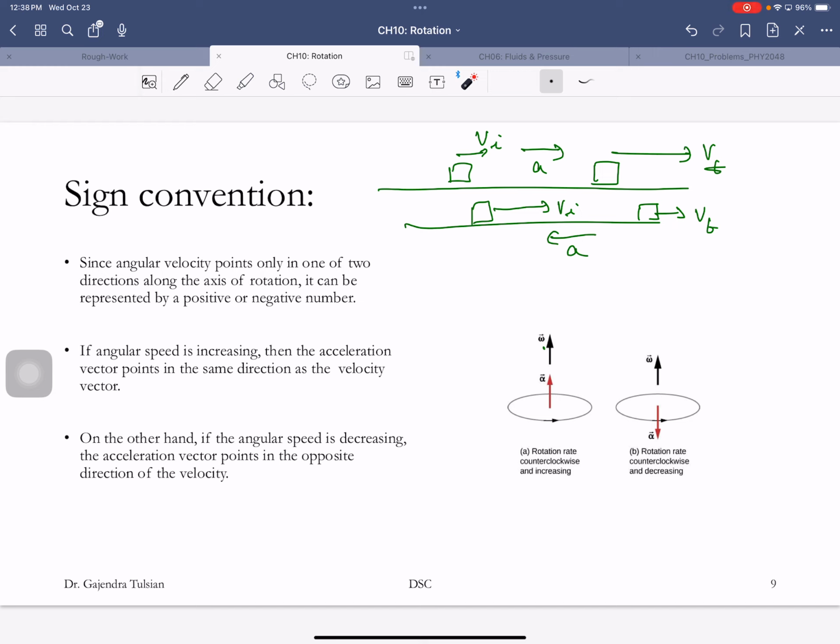If the acceleration vector is pointing in the opposite direction of the velocity, then the object is slowing down. Similarly, if the angular acceleration is pointing in the same direction as angular velocity, the object is speeding up, so it's spinning faster and faster. If the angular acceleration is pointing in the opposite direction of the angular velocity, then it's slowing down. So the object is spinning in that direction, except that the spin rate is decreasing. That's what this shows you.